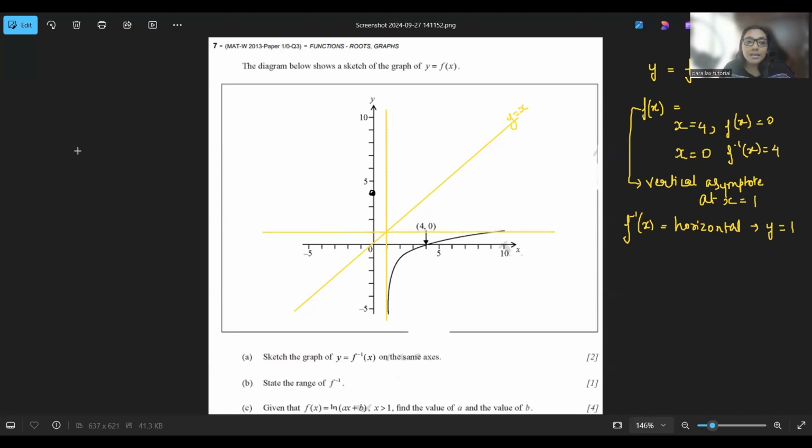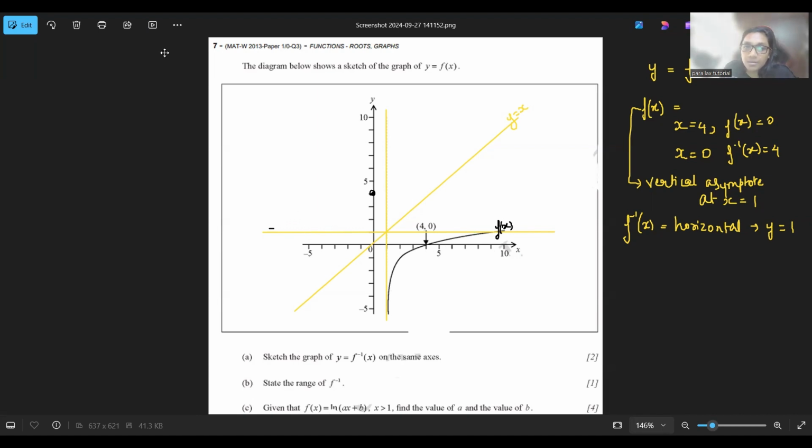Now, why is this the case? Because remember, in inverse functions, what happens? The x and the y, they swap, right? Keeping this in mind, all we need to do is now sketch the function. Now, here comes the y is equal to x line's relevance. Because this black function is our f of x, the inverse function would be reflected along this line. So it will not reach the asymptote.